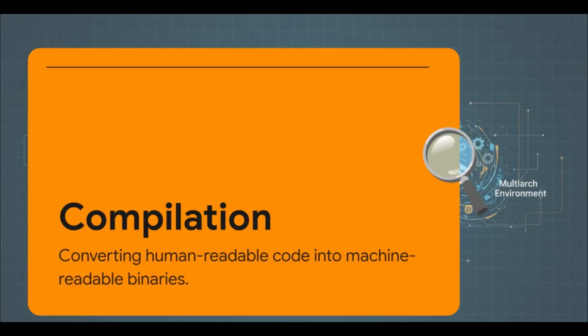You see, it all starts with compilation. We write our software in human-readable languages. Think C, C++, Rust, or Go. But CPUs? They don't understand any of that. They only understand raw machine instructions. So we have to rely on compilers like GCC or Clang to convert that source code into an executable binary. But here's the catch. It is absolutely not a universal translation.